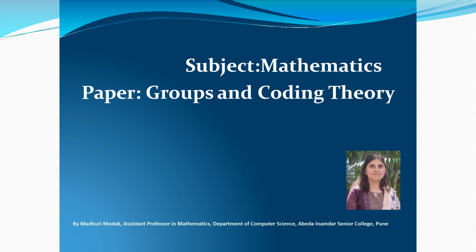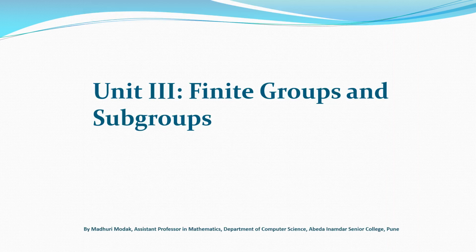Now, in the paper Groups and Coding Theory, we have seen the first and second units. The first unit was the introduction. In the second unit, we have seen the definition of a group and some examples of finite and infinite groups. Now, we start with the third unit, that is, finite groups and subgroups.